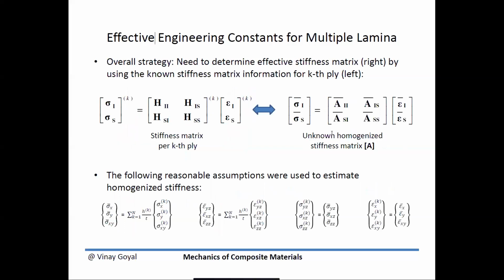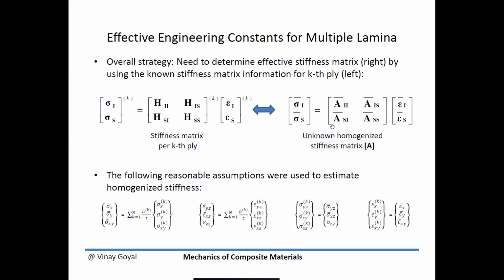So now, what I really want to do is take the overall strategy, take this here on the left-hand side, which is on a ply basis, and convert that into a homogenized version of it. I want to take the stiffness matrix, which is known by single ply, and I want to get a full stiffness matrix for the whole thing, homogenized.